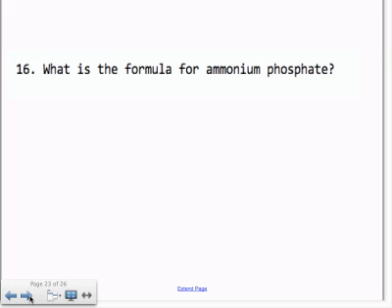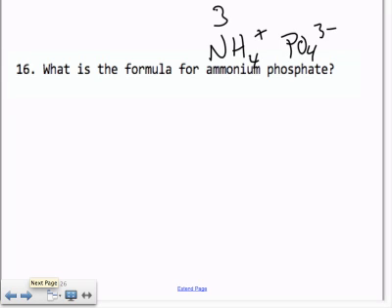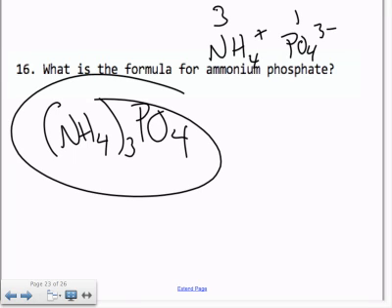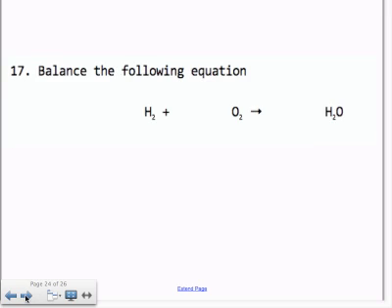Okay, oldies but goodies. Ammonium phosphate. Ammonium is NH4 with a +1. Phosphate is PO4 with a -3. NH4 plus 1, PO4 minus 3. So to get those charges to work out, you need 3 ammoniums to cancel out 1 phosphate. So I put ammonium in parentheses with a 3, and then I slap on phosphate, and that's the formula.